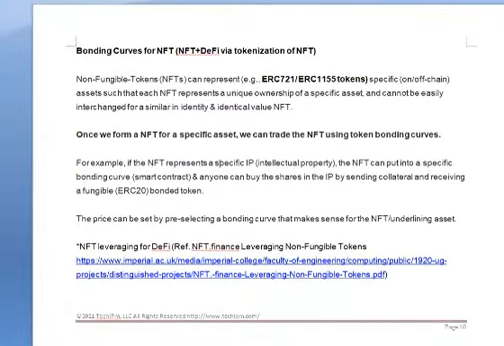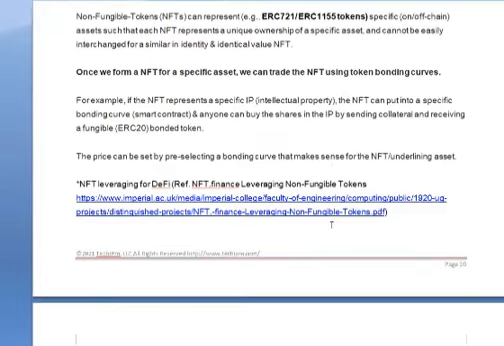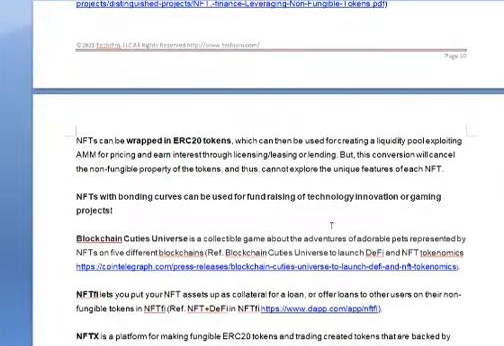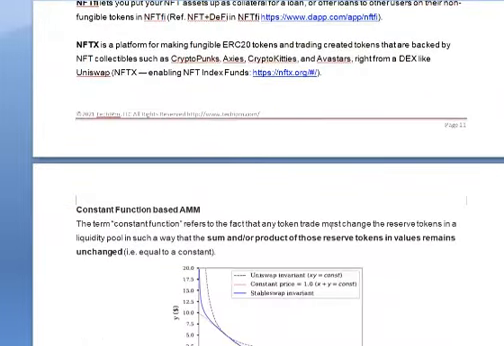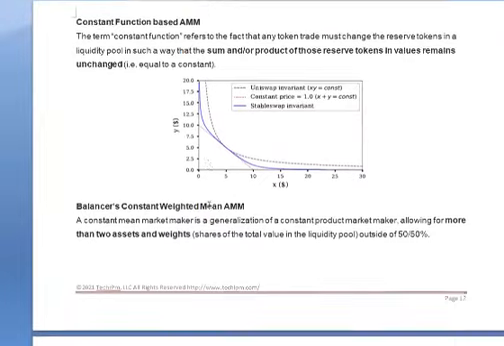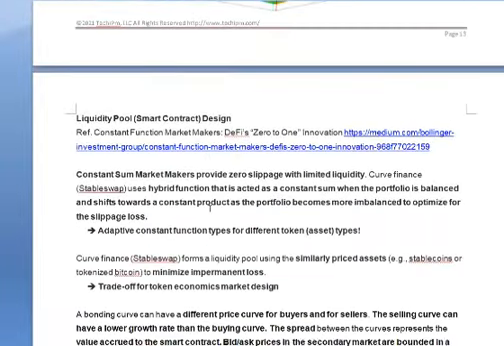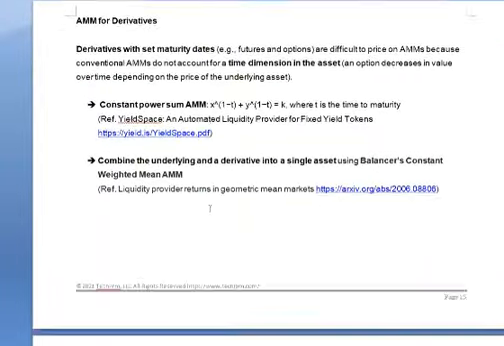Here is the idea that I already gave you: NFT for DeFi, tokenization of NFT. Here is an NFT, and you put your NFT into the bonding curve, and it gives you a bunch of fungible tokens. I explain this concept here, so you can look at it in my video.